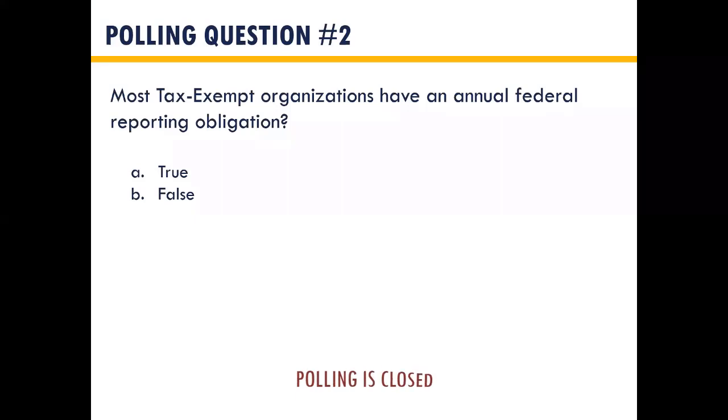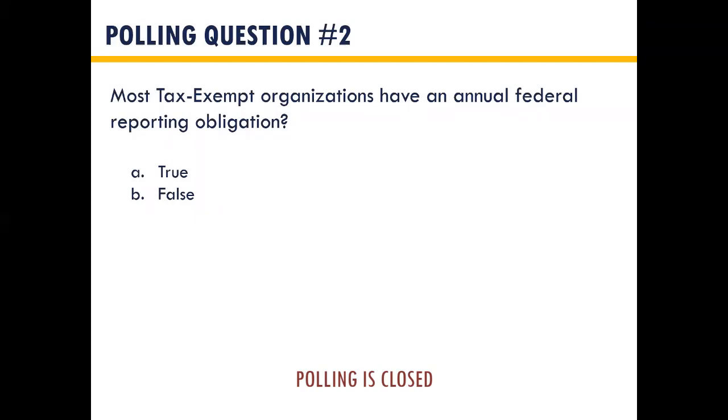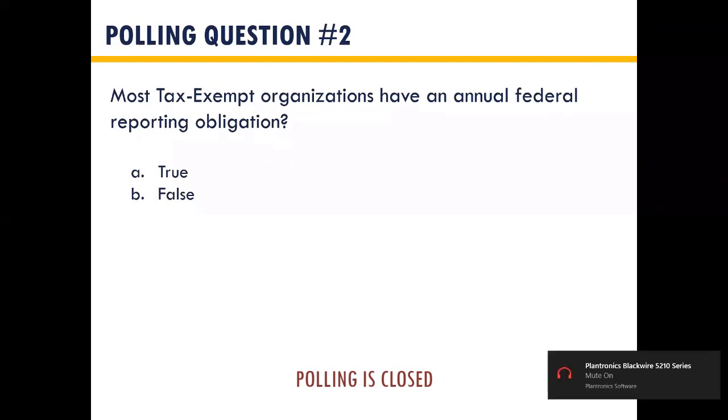So here we go, polling question number 2, and it asks, most tax-exempt organizations have an annual federal reporting obligation, true or false? So most people have it right, or at least mark the correct box. The answer is true. Most tax-exempt organizations have some sort of annual federal filing reporting obligation.